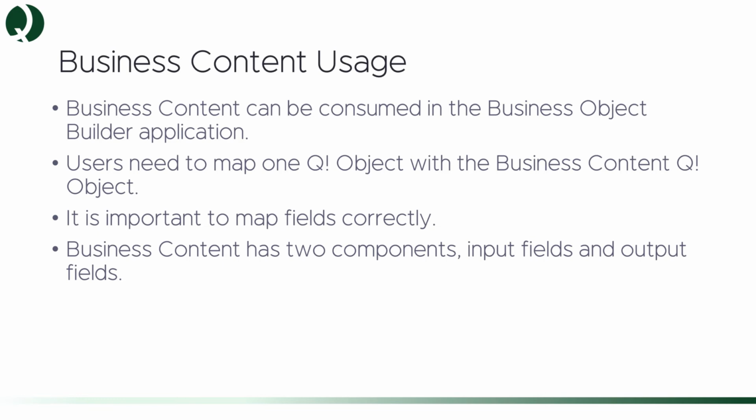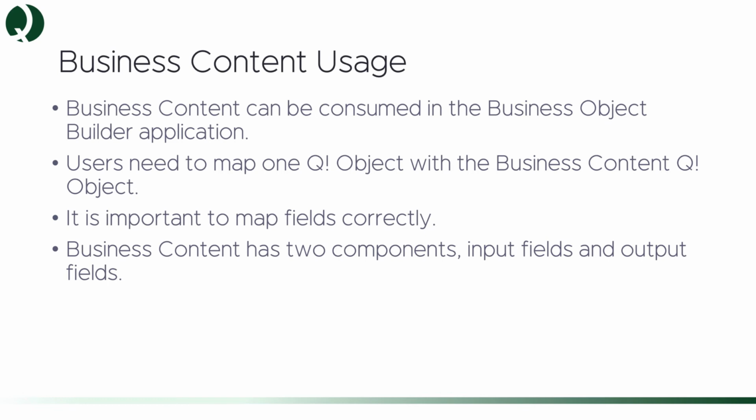The business content can be used in the Business Object Builder application. A user needs to map one Q object with the business content Q object. It is necessary to map the fields correctly if you want to have the proper result of the business content. Fields that are incorrectly assigned to the content automatically lead to incorrect results. It makes sense to speak with the content creator to receive appropriate help. A business content Q object has two components. Beneath are input fields and above are output fields.